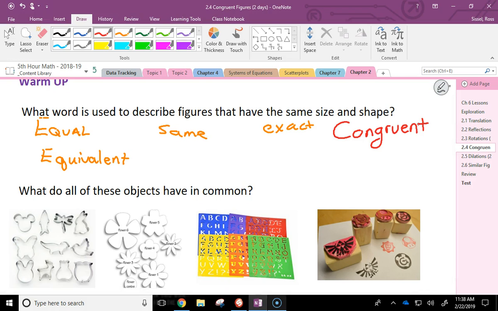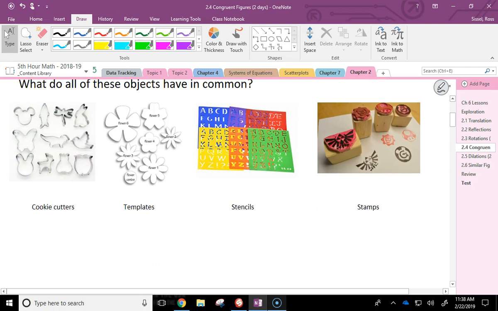If we look at the examples that they have here, what do all of these objects have in common? We have cookie cutters, templates, stencils, and stamps. Savina? They all make shapes. Okay, they all make shapes. What else? Okay, they all have a design. They make shapes, they have a design. They all have points. They're different sizes. They're all round.